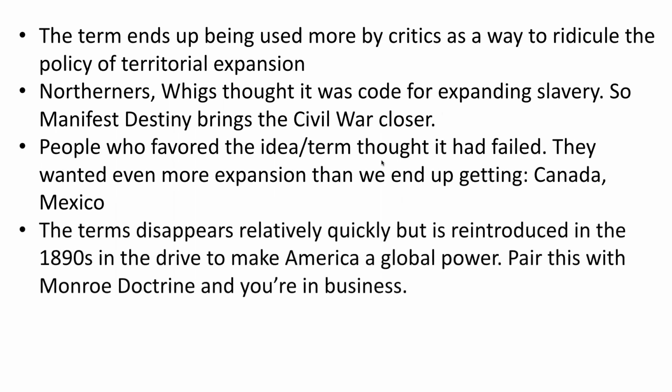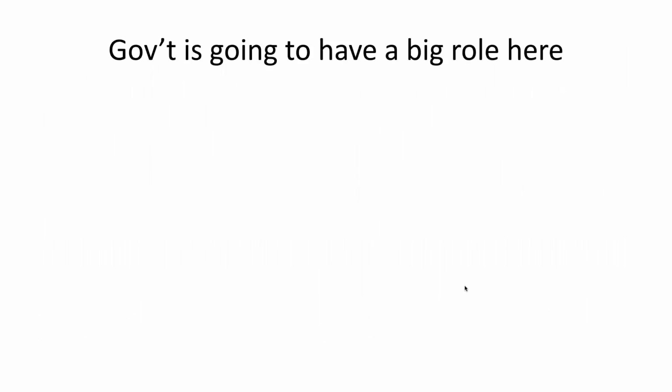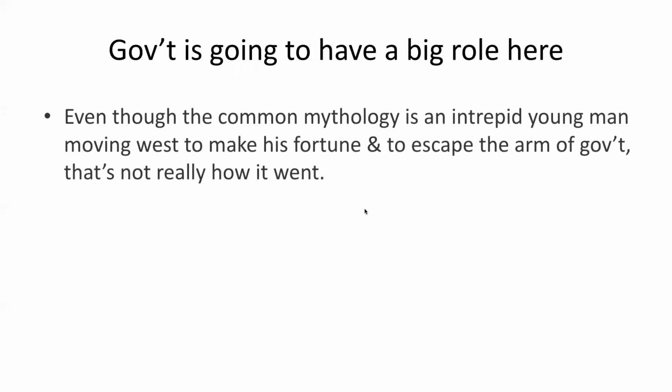The term disappears relatively quickly, but then it's going to come back in the 1890s when we've got this more aggressive mood going on in America. We also have more people, think about the Teddy Roosevelts of the world, going west. They're going into the Dakotas, into the Badlands, and that sort of thing. So pair manifest destiny with Monroe Doctrine, and you've got a very swaggering United States that is really making its power known. O'Sullivan's going to die in the 1890s, and most people don't really remember him for coining this phrase. So sad times for Mr. O'Sullivan.